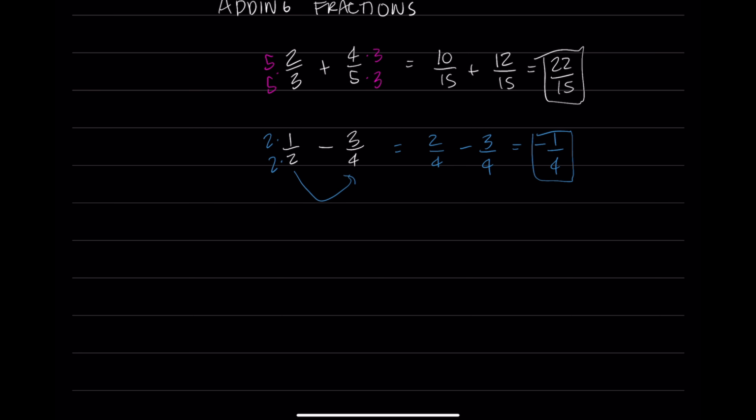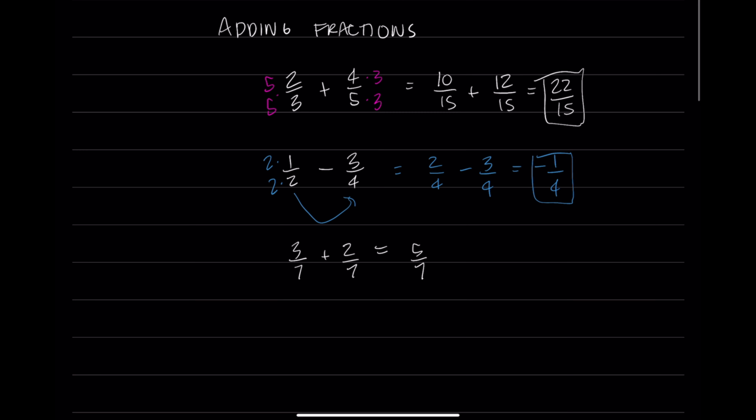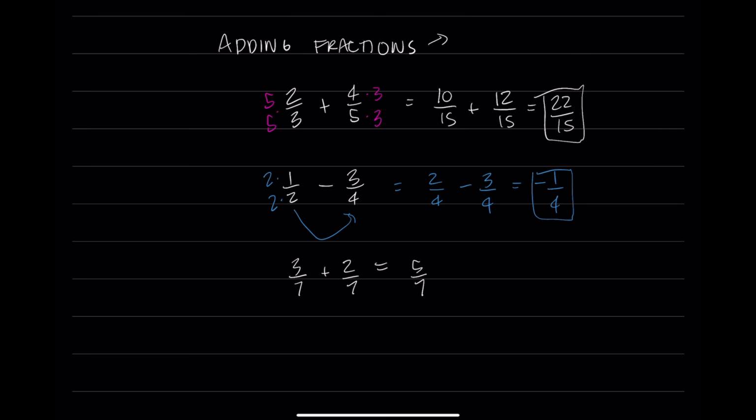So it's going to be a lot easier if they have the same denominator already. So if they're already friends, they already have the same denominator, then you just add the numerators. 5/7. You're done. So the main idea with adding fractions is that you want to get a common denominator.